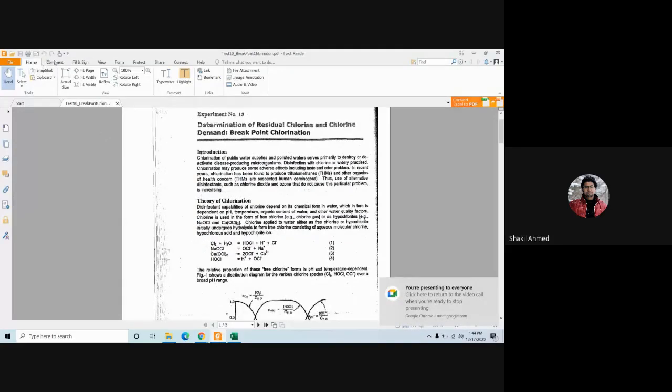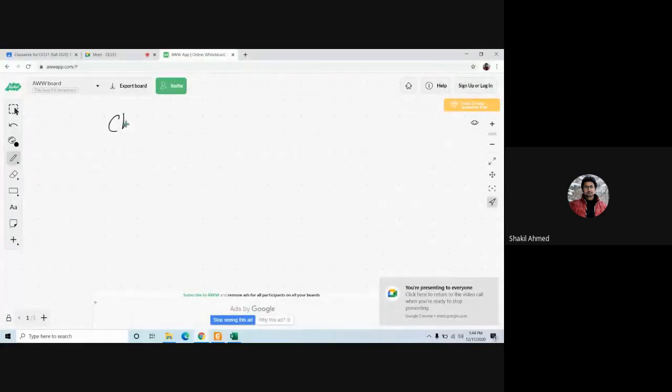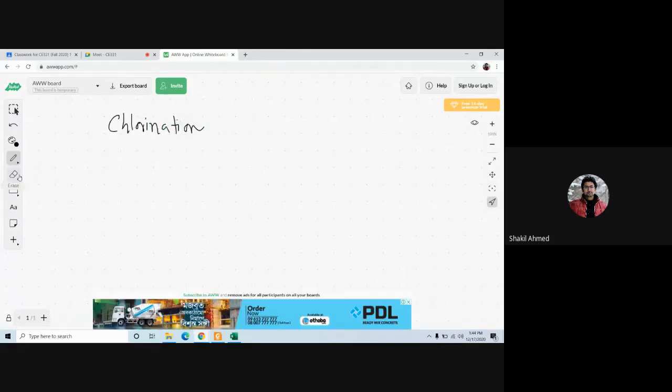Today we'll discuss the experiment on determination of residual chlorine and chlorine demand, breakpoint chlorination basically. Chlorination is one of the several methods of disinfection. We can achieve disinfection through several methods. We already discussed them, and one of the methods is chemical, by applying chemical, and that's chlorination.